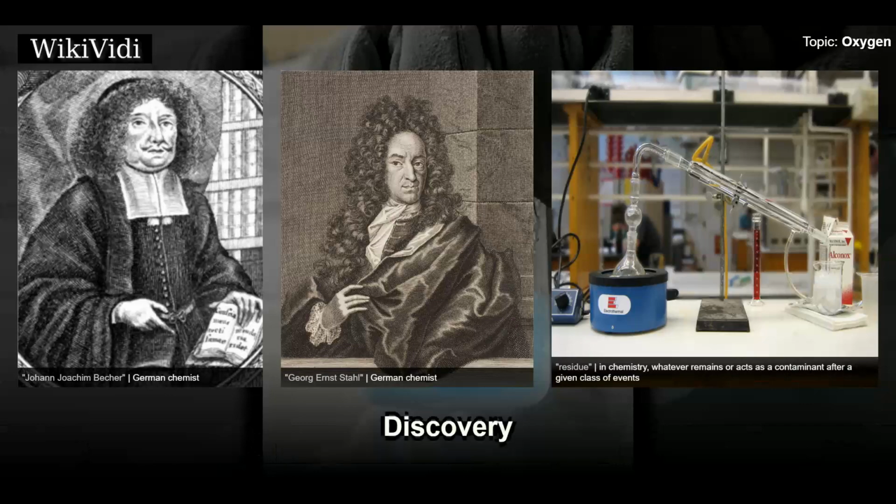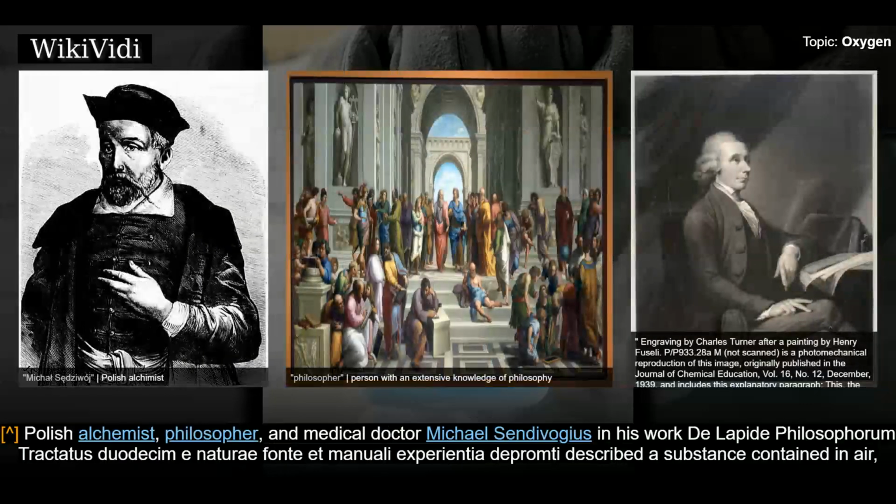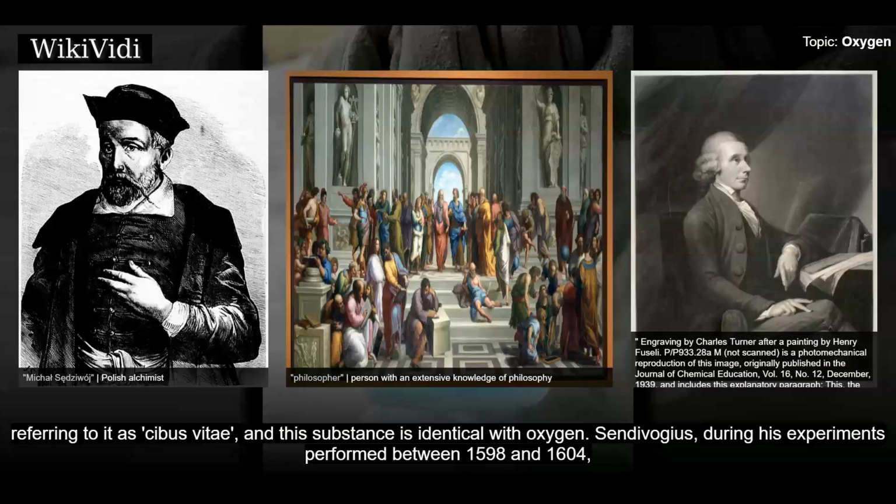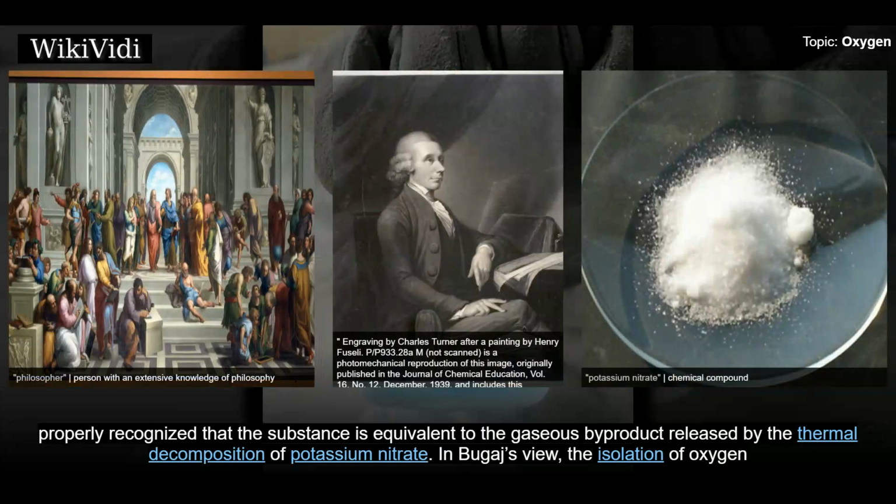Discovery. Polish alchemist, philosopher, and medical doctor Michael Sendivogius, in his work De Lapide Philosophorum Tractatus Duodecimi Naturae Fonte et Manuali Experientia Deprompti, described a substance contained in air, referring to it as cibus vitae, and this substance is identical with oxygen. Sendivogius, during his experiments performed between 1598 and 1604, properly recognized that the substance is equivalent to the gaseous byproduct released by the thermal decomposition of potassium nitrate.